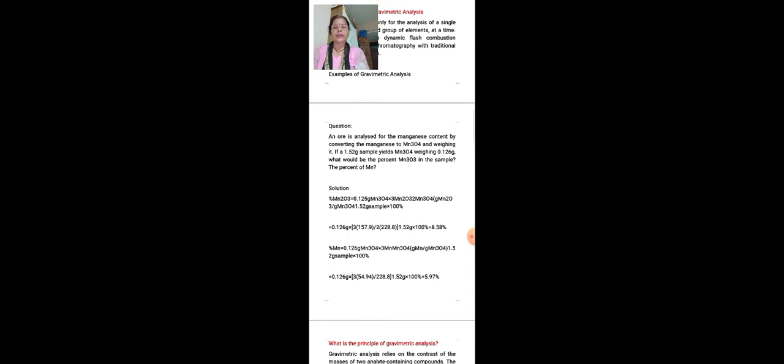The percentage of Mn in the solution corresponds to 0.126 gram of Mn3O4, multiplied by 3 Mn, grams Mn divided by grams Mn3O4, divided by the 1.52 gram sample, times 100. Thus it comes to 0.126 gram times 3 times 54.94 divided by 228.8 times 1.52 gram times 100%. So it comes to 5.97% of Mn. Now what is the principle?